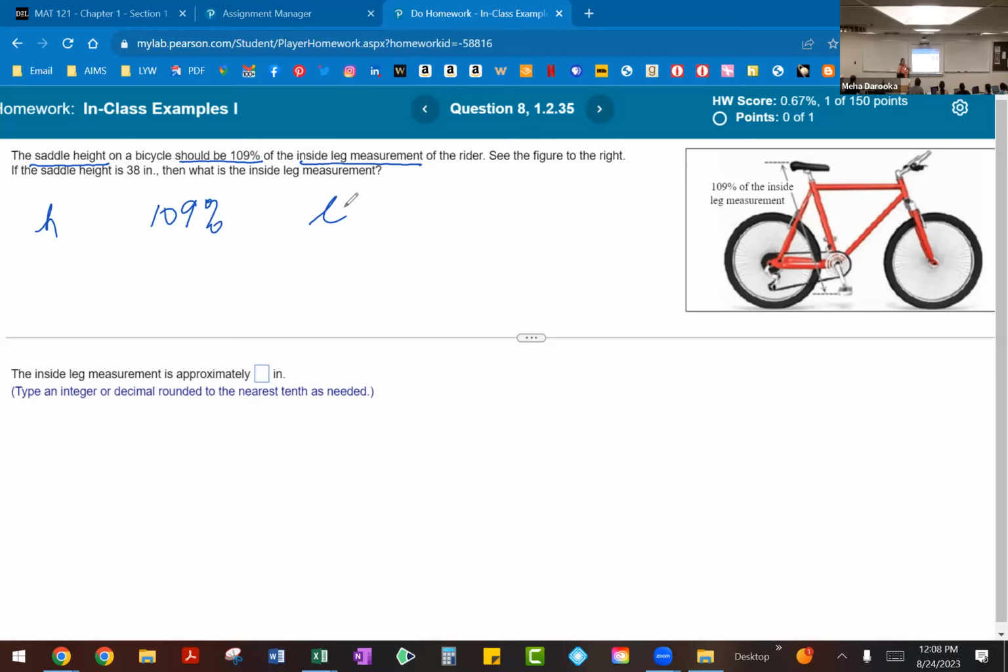Did you have something? H equals 109% parentheses L. Perfect, very nice. So the "should be" is acting as our "is," so that's your equal sign, and 109% of the inside leg measurement acts as multiplication. And normally when we work with percents, what do we do? Turn it into a decimal. So what will 109% look like as a decimal?